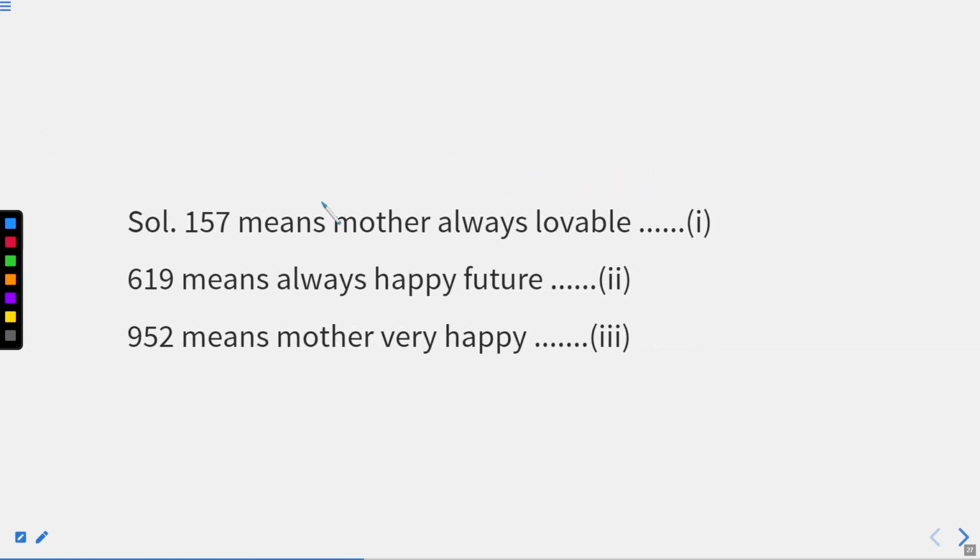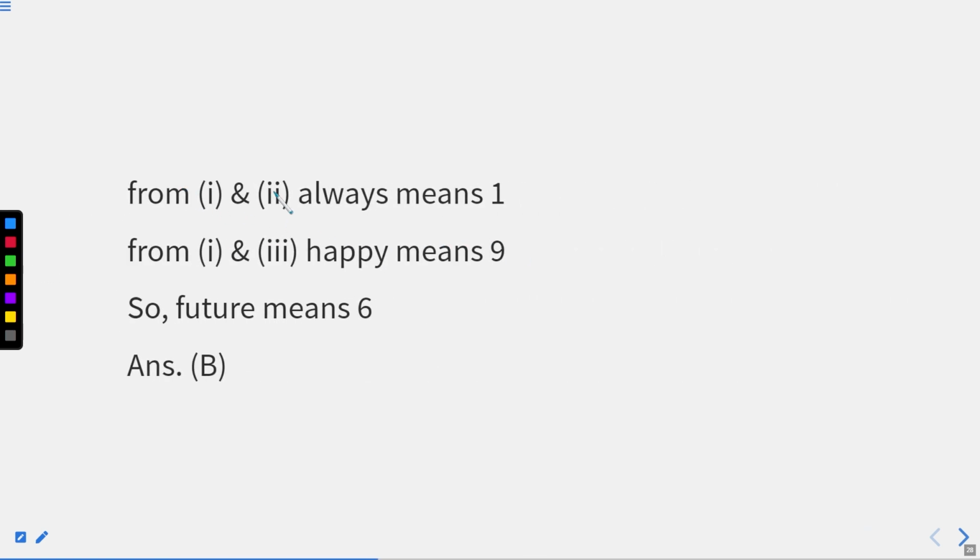We are going to use the same concept. 157 means this. 619 means this. 952 means mother very happy. We have 3 points, or we can say 3 points, right?